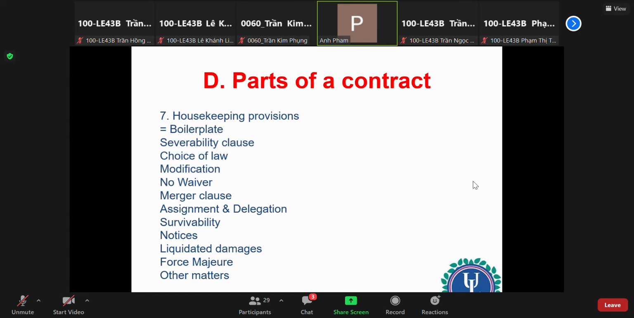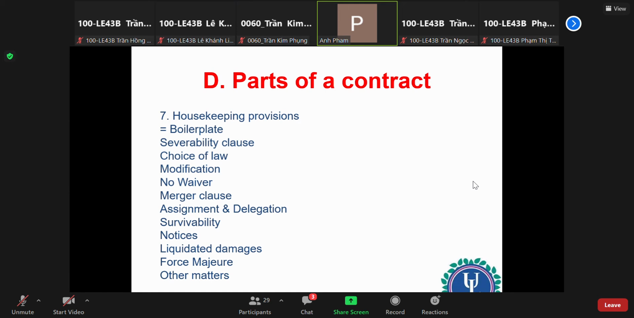Yeah, no waiver. So if a party has an obligation, and of course in a contract, one party will have an obligation, then the other party may waive their right over that obligation. Now, for example, you enter into a loan agreement, and under the contract, of course, you need to repay the loan to the lender.